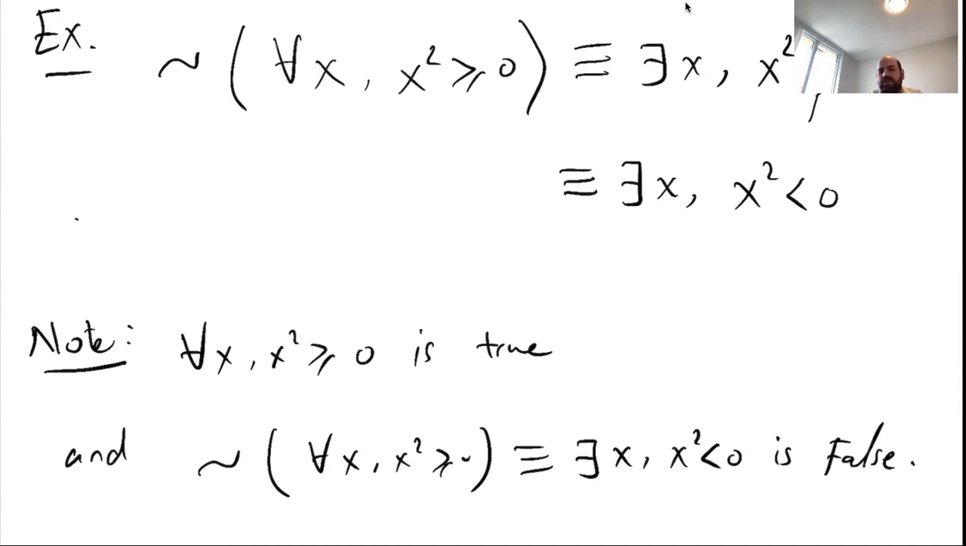And that's exactly what we expect, right? We expect that if the original proposition is true, then the negation of it should be false.